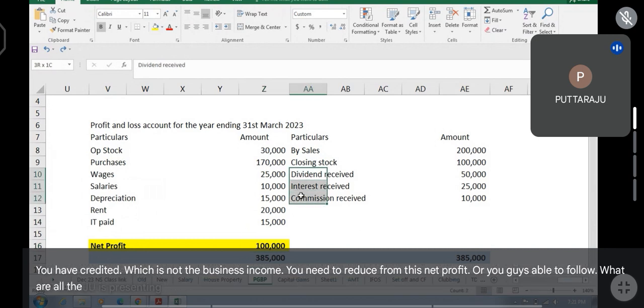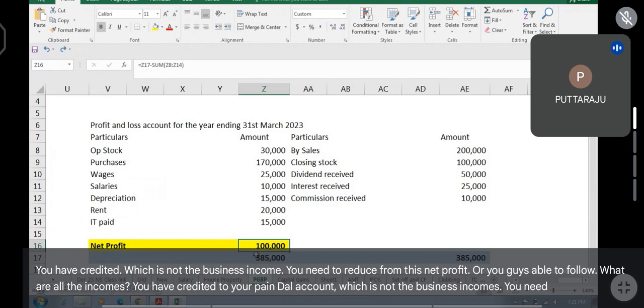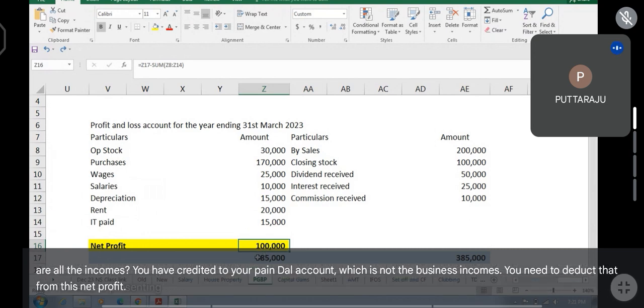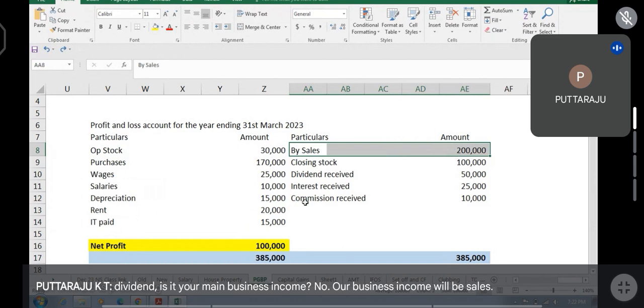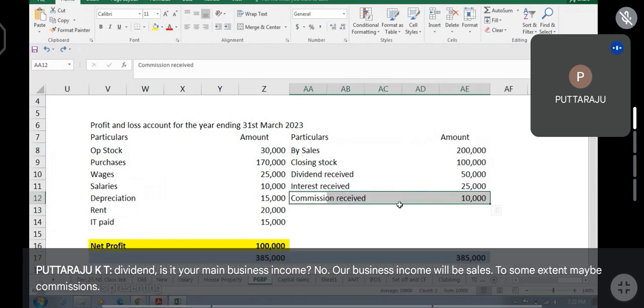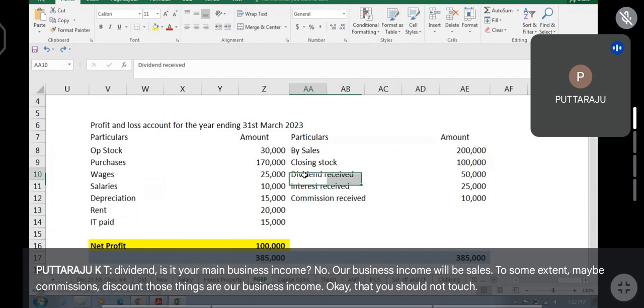What are all the incomes you have credited to your P&L account which are not business incomes, you need to deduct from this net profit. For example, is dividend received your business income because you are manufacturing some articles? If you receive any dividend, is it your main business income? No. Our business income will be sales. To some extent, maybe commissions and discount are our business income. That you should not touch. Only the non-business incomes you have to deduct.